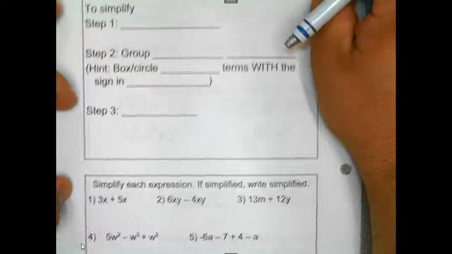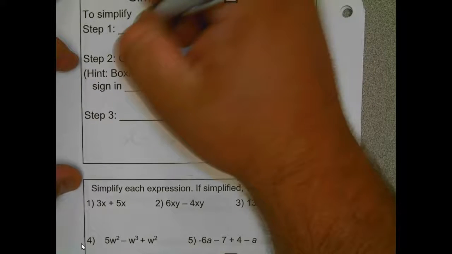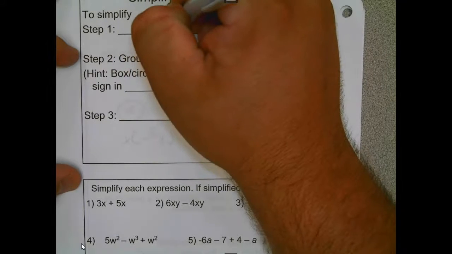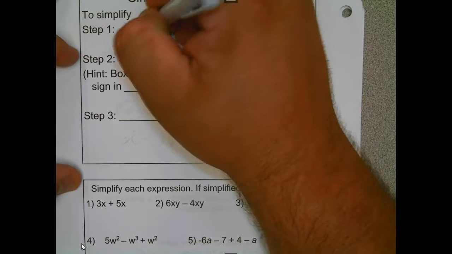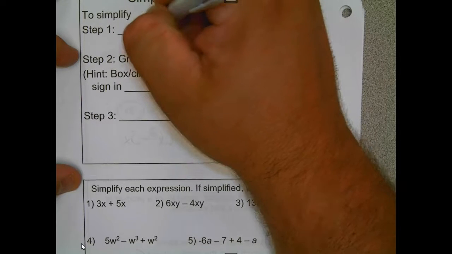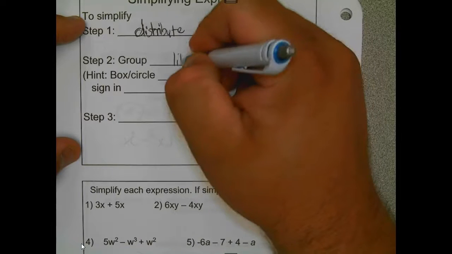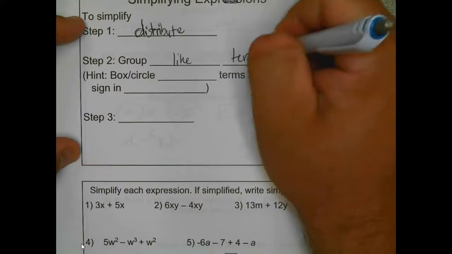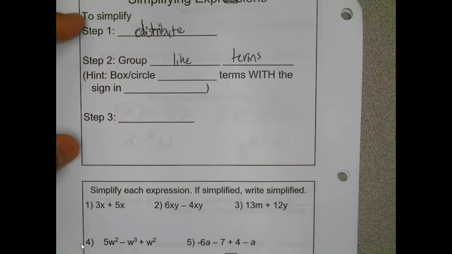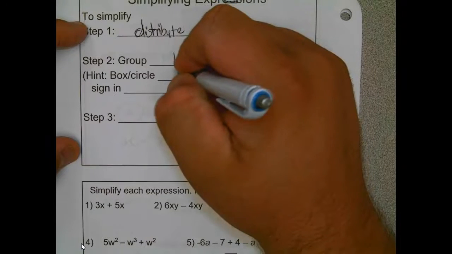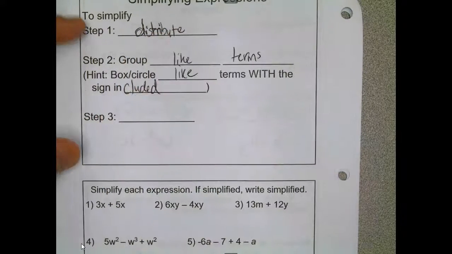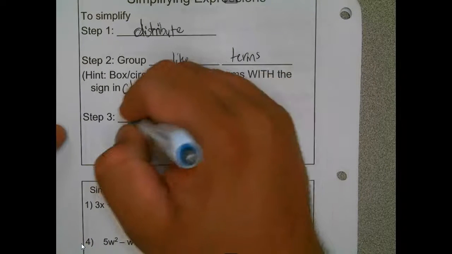When we simplify expressions, the first thing that we do is we distribute if we need to. And we're going to talk about the distributive property here in a minute. The second step is to group like terms. And remember, my hint is kind of what you saw me do with the first question: box and circle like terms with the sign included. Make sure you're able to put everything together. And step 3 is to simplify.